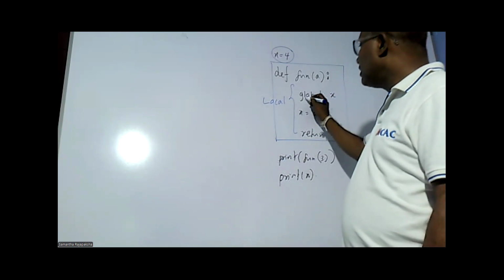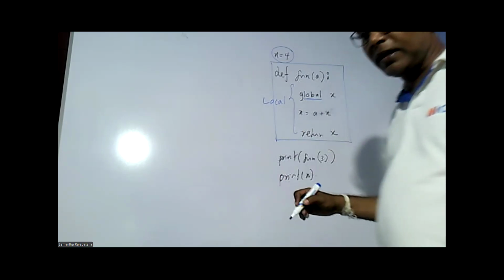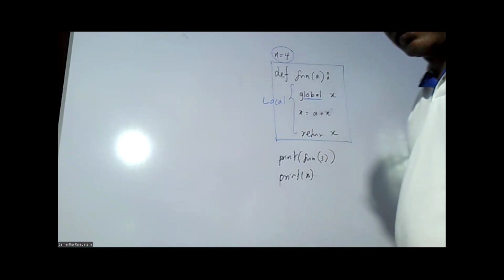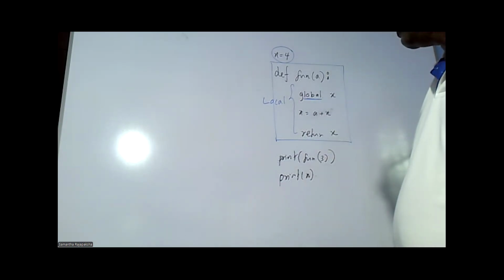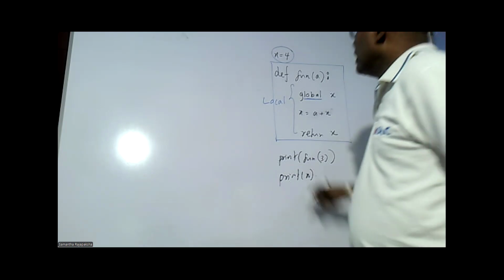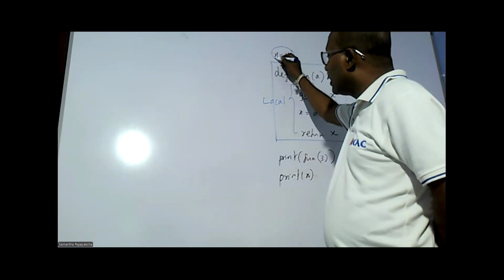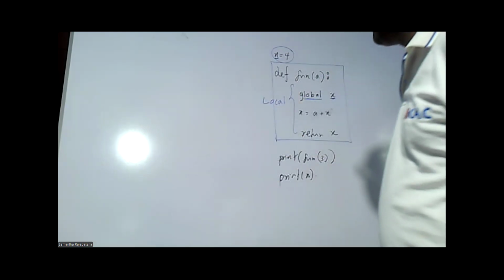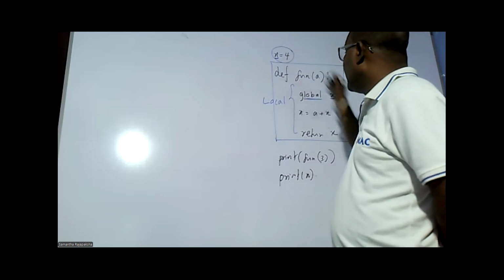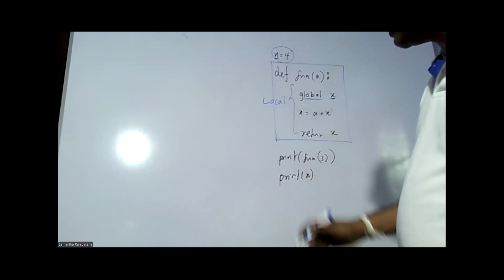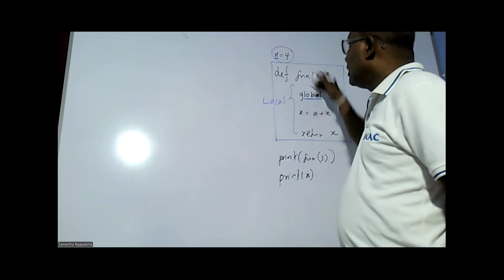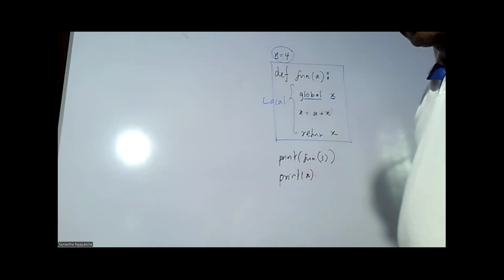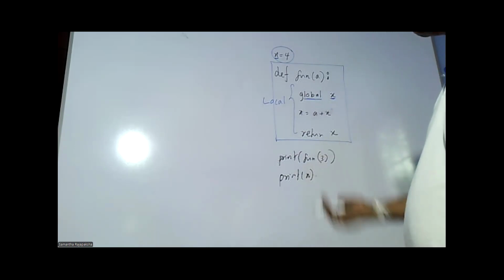Now remember, when you use the word global, this x and the x outside are the same. But if you don't put the word global, the x inside the function and the x outside the function are two different things. They are not equal. The global x outside and the x inside are the same only if you use global. Without it, they are two different variables even though their names are the same. But in this case, it is equal.